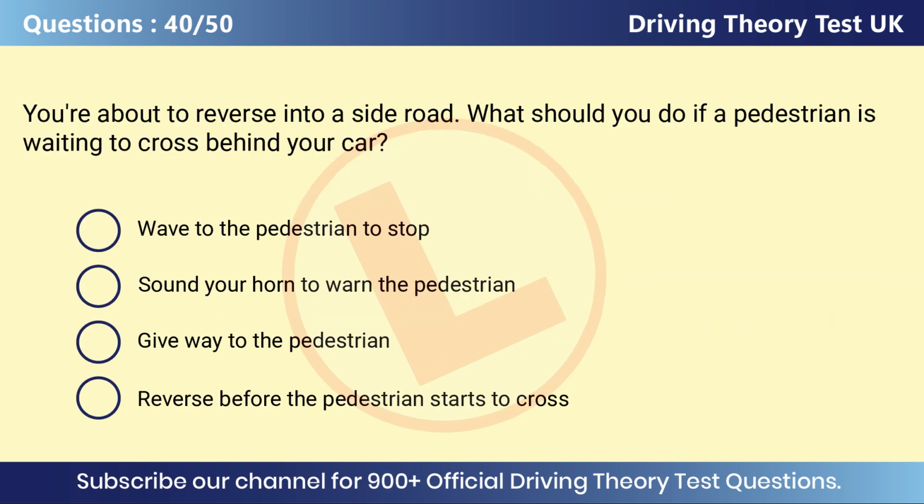Question 40. You're about to reverse into a side road. What should you do if a pedestrian is waiting to cross behind your car? A. Wave to the pedestrian to stop. B. Sound your horn to warn the pedestrian. C. Give way to the pedestrian. D. Reverse before the pedestrian starts to cross.